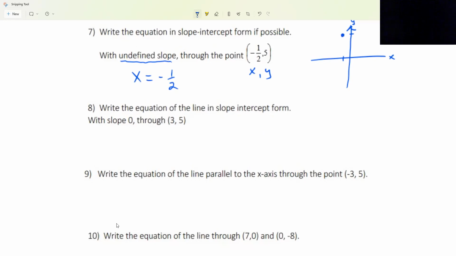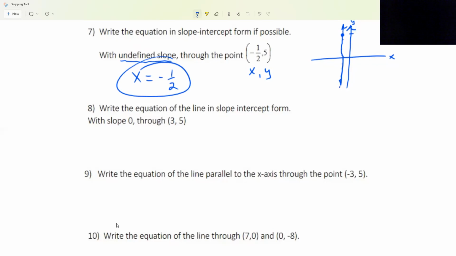You know it's a vertical line. So this vertical line is going to do something like that. It doesn't matter where I'm at on this vertical line. X is always going to be -1/2. Only y is going to change. So that's why we put it like this and say, hey, the equation is x is equal to -1/2.